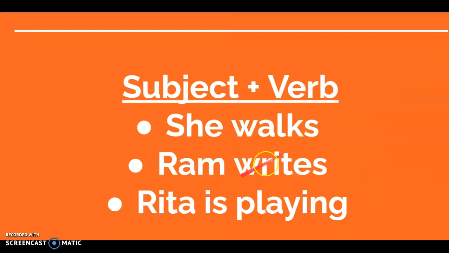She walks. Ram writes. Here, Ram is the person who is doing the activity, and verb is writes. And next, third is Rita is playing. So, Rita is the subject here, and is playing is the verb. Is is the helping verb, and playing is the main verb. So, this is the basic structure of subject plus verb.